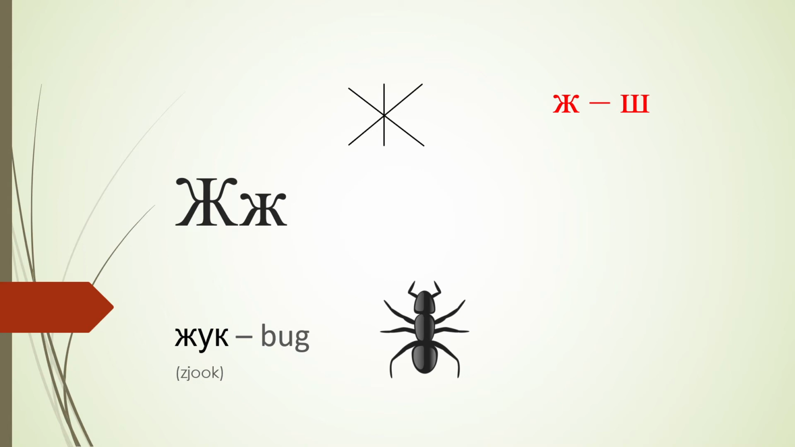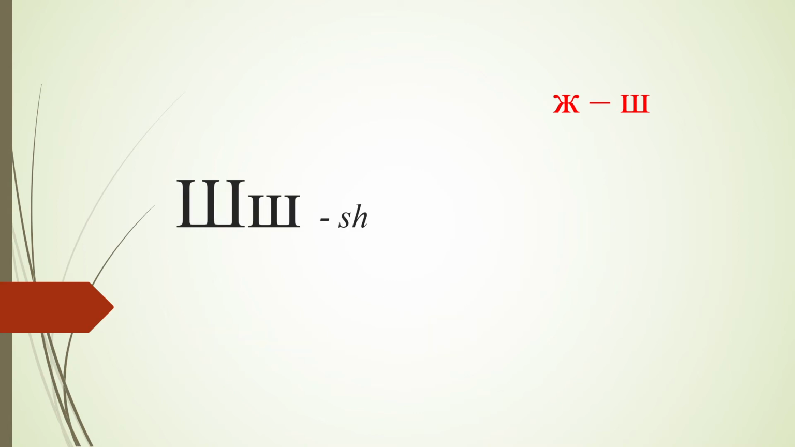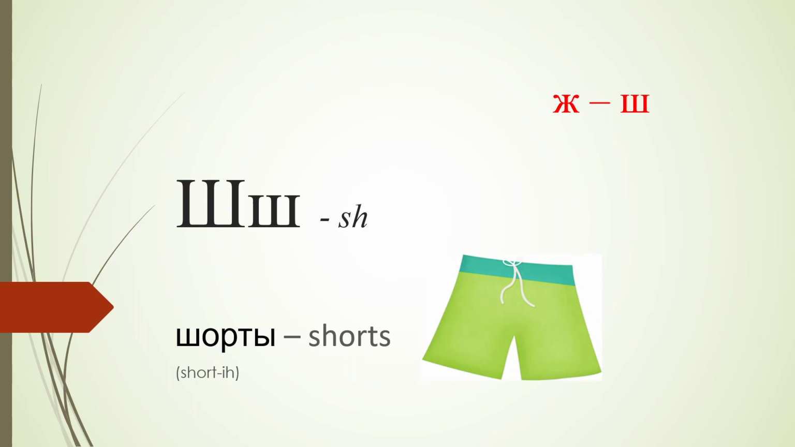Now, the softer version of zh is sha, the sh sound. So just like you make the S sound, but then slowly pull your tongue back. Sh. So an example word is shorty, which means shorts. Shorty.